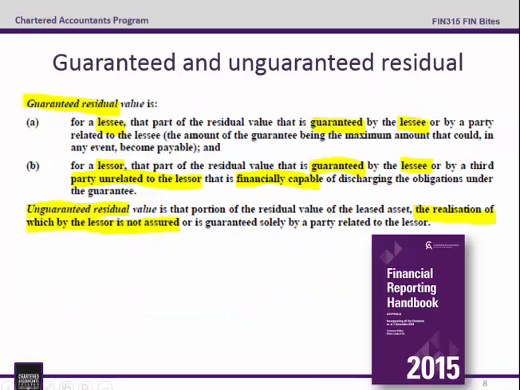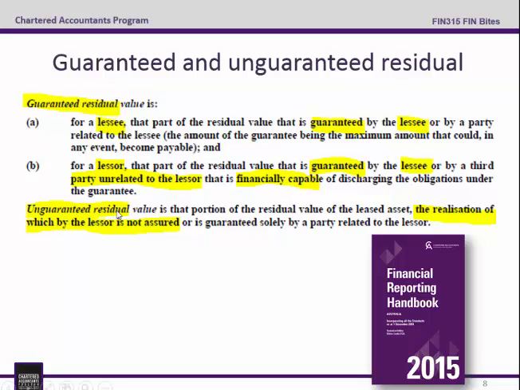Okay, then the standard goes on again in paragraph 4 where we find the definitions to give you definitions of guaranteed residuals and unguaranteed residuals. So remember, I mentioned earlier that for a car lease, this might be that final payment, the balloon payment. So it's explaining again what we saw in that definition of minimum lease payments, that for a lessee, it's the amount that they must pay, that they're guaranteed to pay, or that a party related to them guarantees to pay. For a lessor, it's the amount that's guaranteed by the lessee, or that unrelated party to the lessor that is financially capable of meeting those obligations.